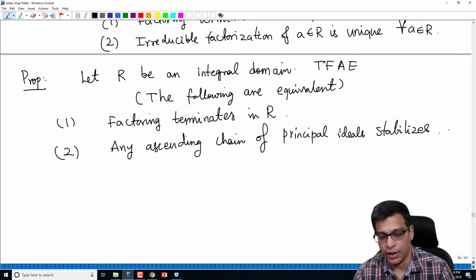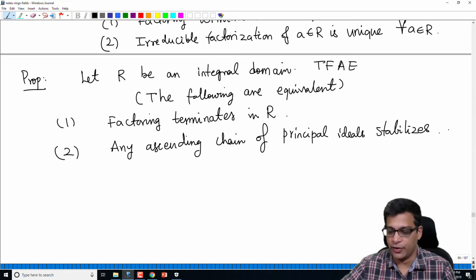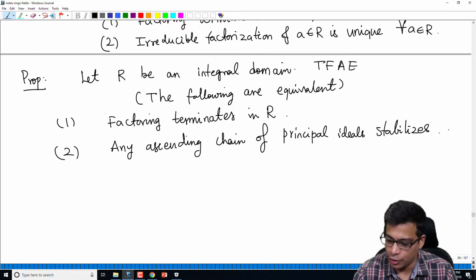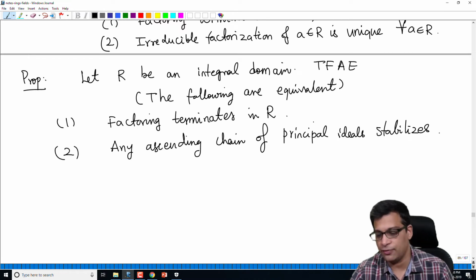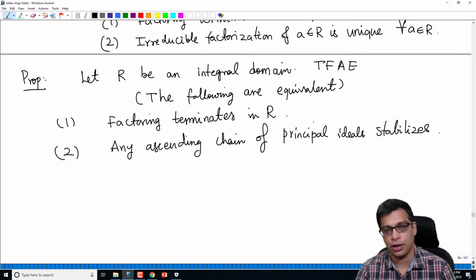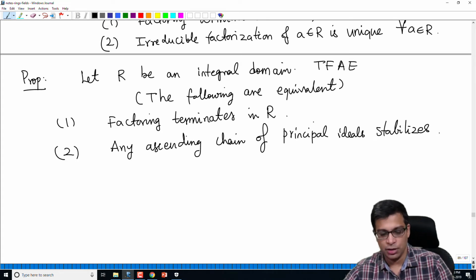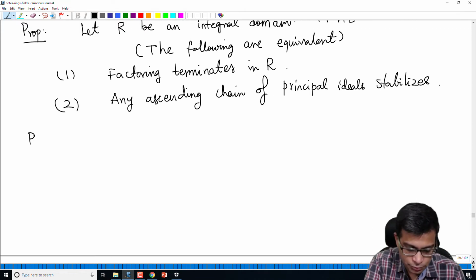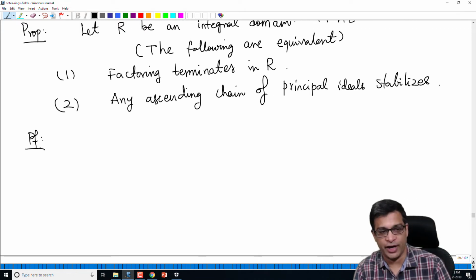Recall that a Noetherian ring is a ring where every ascending chain of ideals stabilizes. We did not put the word principal there. So this is a weaker condition: any ascending chain of principal ideals stabilizes. So in particular, a Noetherian ring will have the second property, hence it will have the first property. So in any Noetherian ring, factorization terminates.